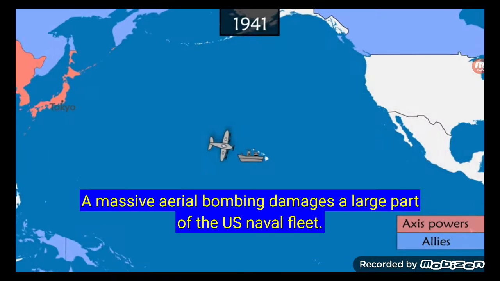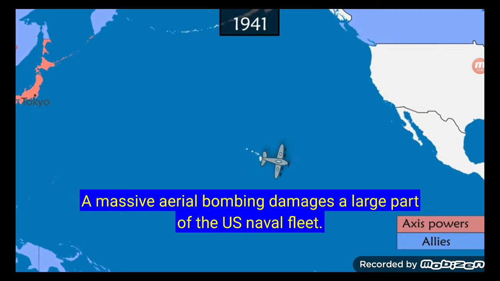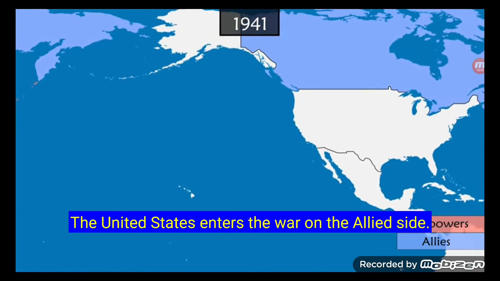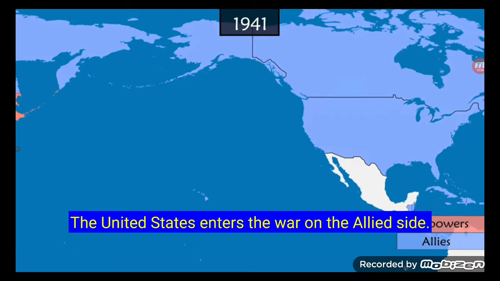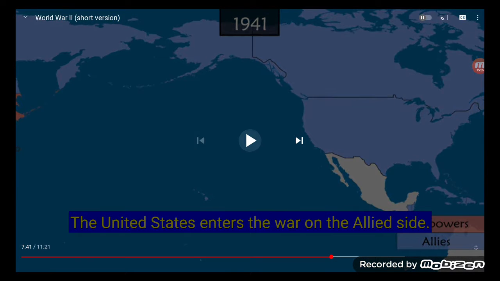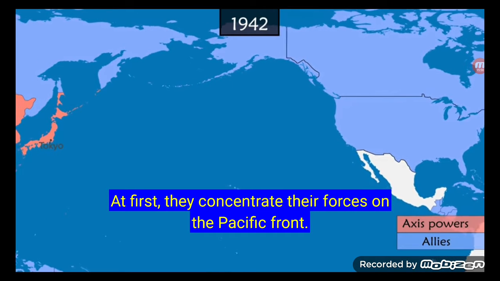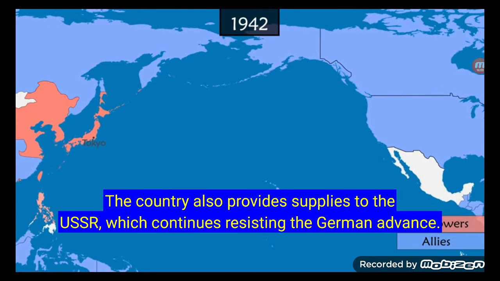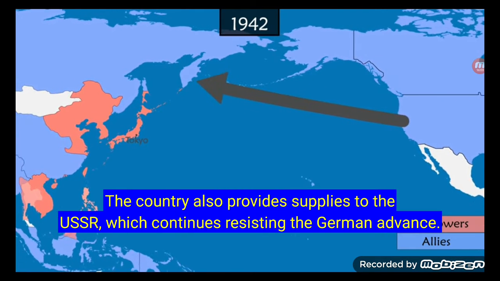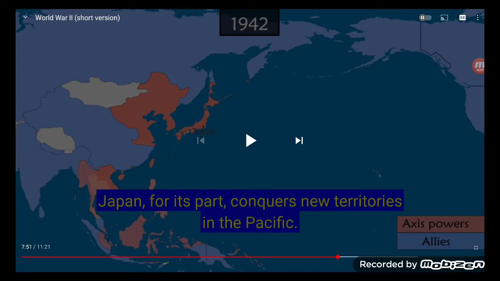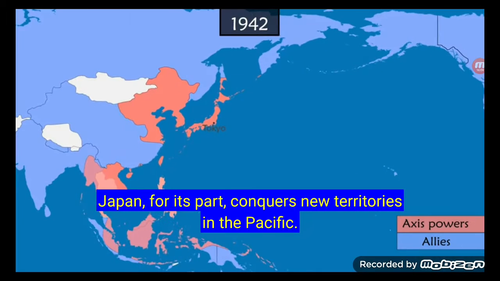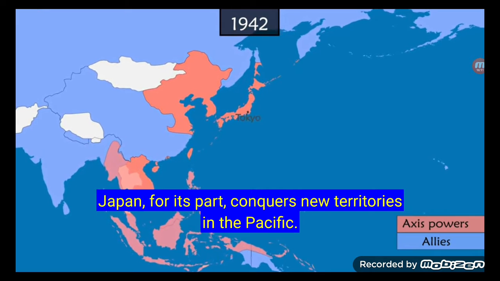Really? Bombing damages a large part of the US naval fleet. The United States enters the war on the Allied side. Oh, nice. At first, they concentrate their forces on the Pacific front. The country also provides supplies to the USSR, which continues resisting the German advance. Japan, for its part, conquers new territories in the Pacific.